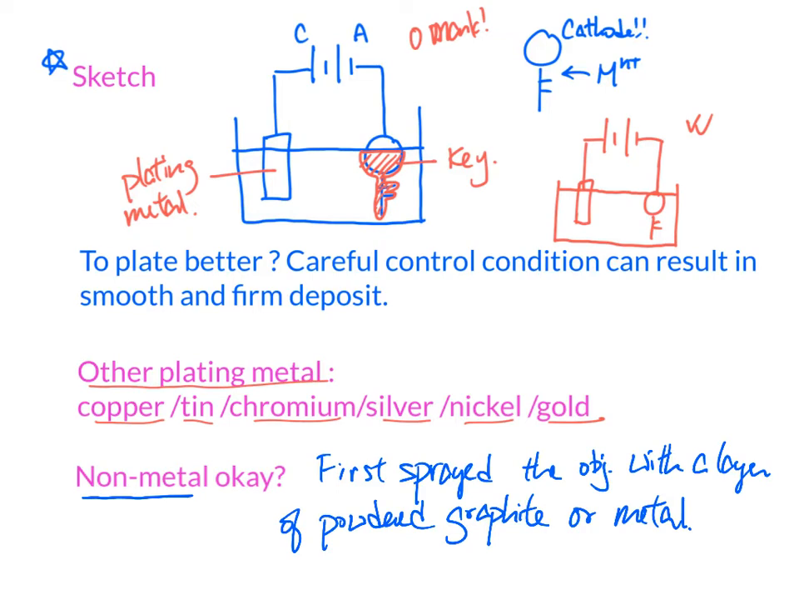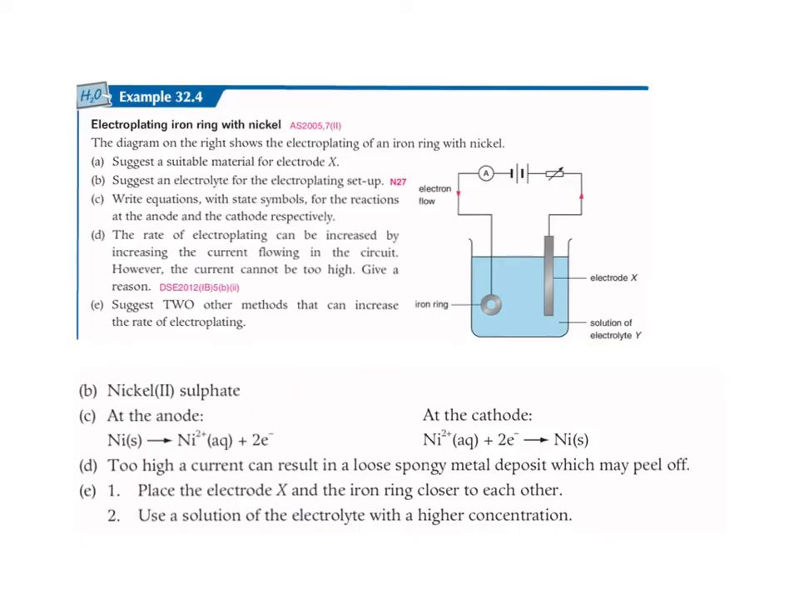So what kind of examples do we have? We can plate something like plastic, or you can also plate something like glass. So these kinds of things are also possible. Just want to draw your attention to example 32.4. This one is related to our last video, which is about the rate of electrolysis. If you remember, I'll just very quickly have a look at the question. The first one: show the electroplating of the iron ring with nickel. You see that this time we are talking about nickel.